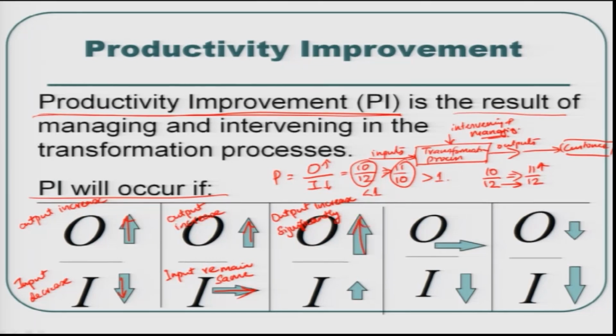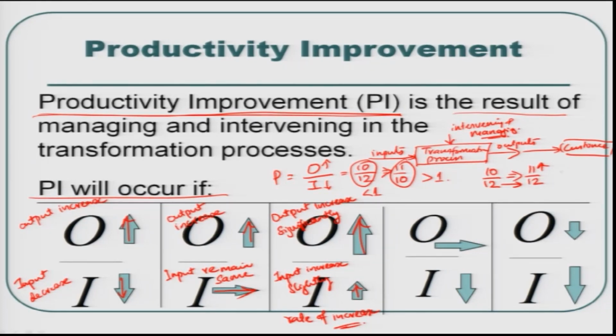So, it is a large increase in output, with input increasing slightly. Okay. So, the rate of change here, the rate of increase: you increase output at a much faster rate compared to input. If that is the case, then your productivity will also improve.